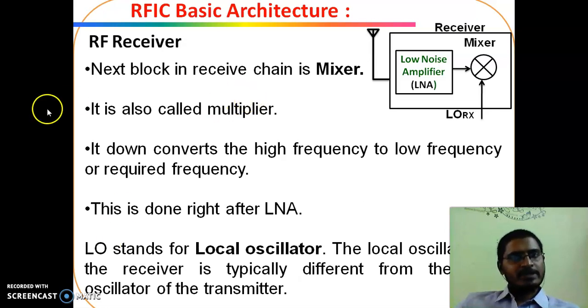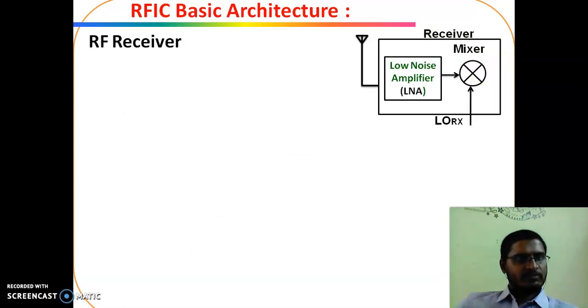Next part, the mixer. It is also called a multiplier. One input is from the LNA, another input is from the local oscillator signal. These two are mixed in the mixer, which produces a low frequency signal. So it is high frequency to low frequency conversion.